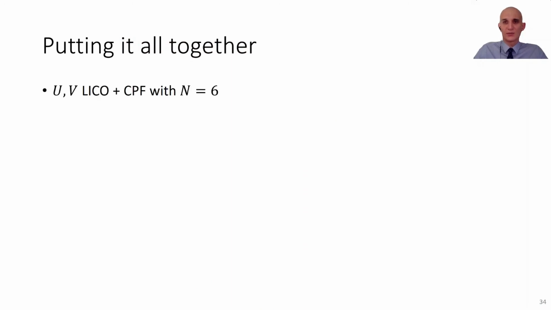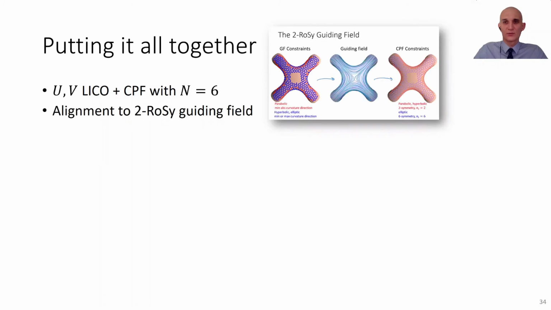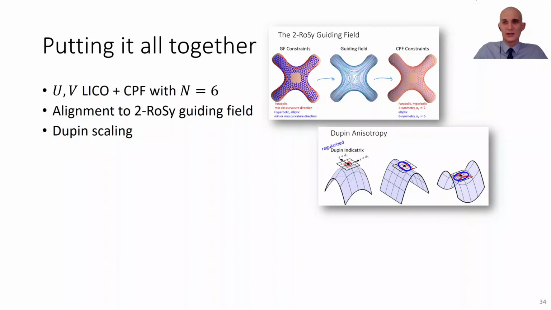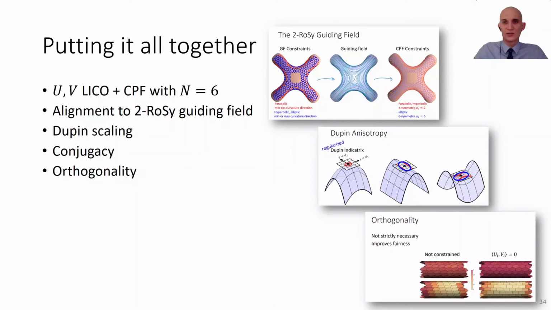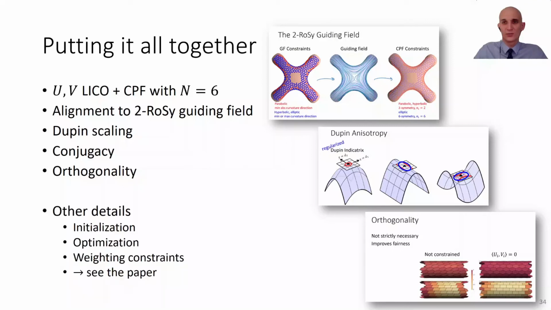We first set up CPF with n equals 6 to compute a regular triangular mesh. We add constraints for alignment, where we use a 2-rosy guiding field as the alignment field, scaling using the regularized Dupin anisotropy, and conjugation orthogonality. We refer you to the paper for detailed construction of the guiding field and the Dupin scaling, as well as for the other practical implementation details. Our final pipeline is as follows.